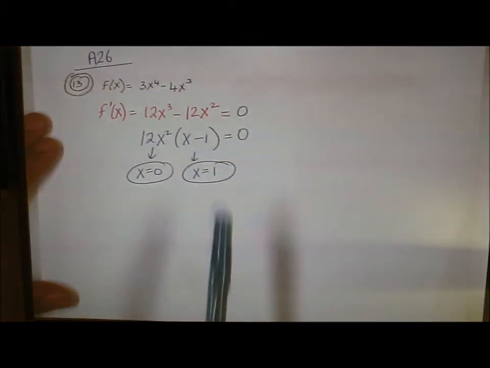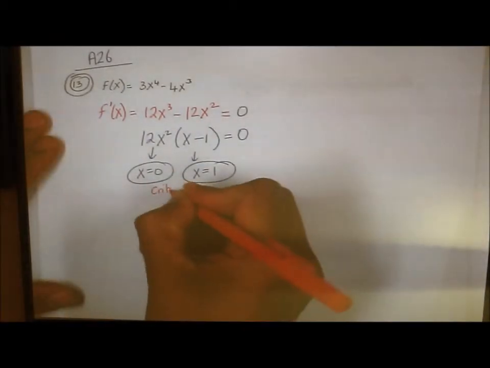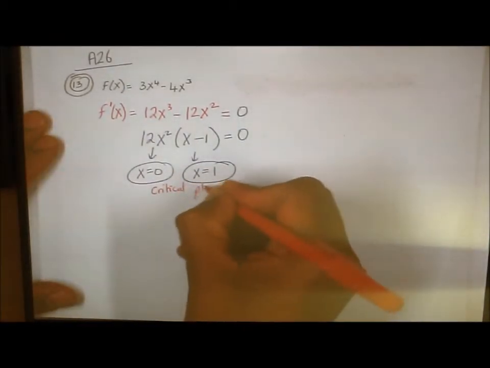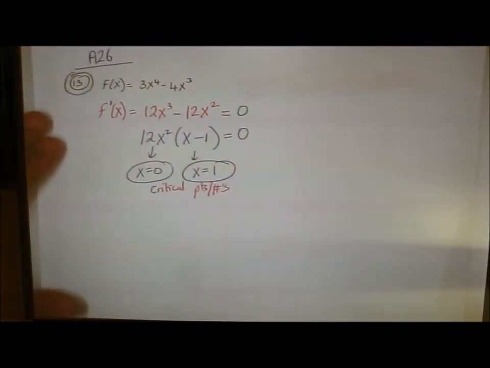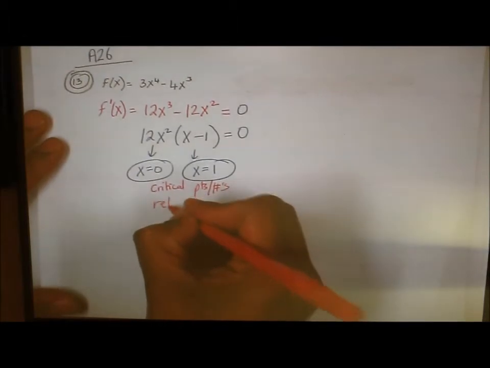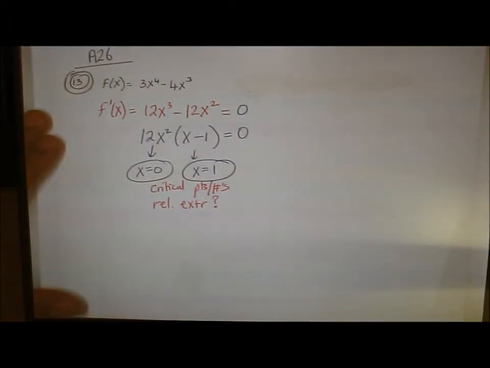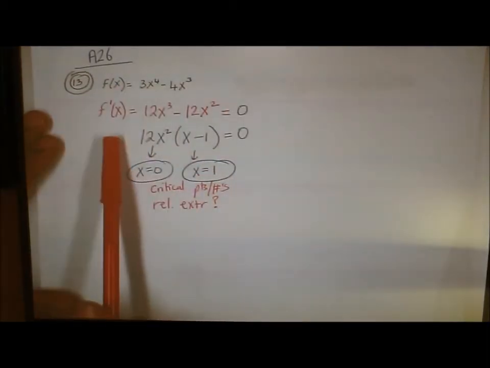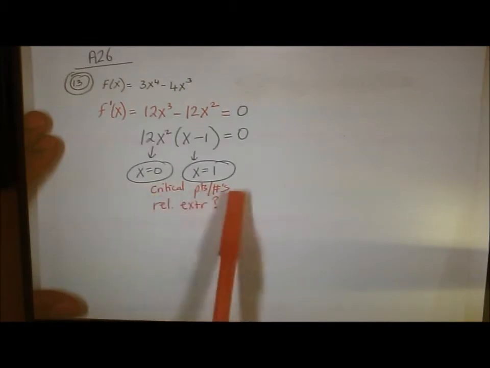Now, why are these x's so important? It is because they are called critical points or critical numbers. And the reason that they are critical, the reason they are important, is because they could be the relative extrema that I'm looking for. So this is your step one. Derive, set the derivative equal to 0, solve for any critical points or critical numbers.